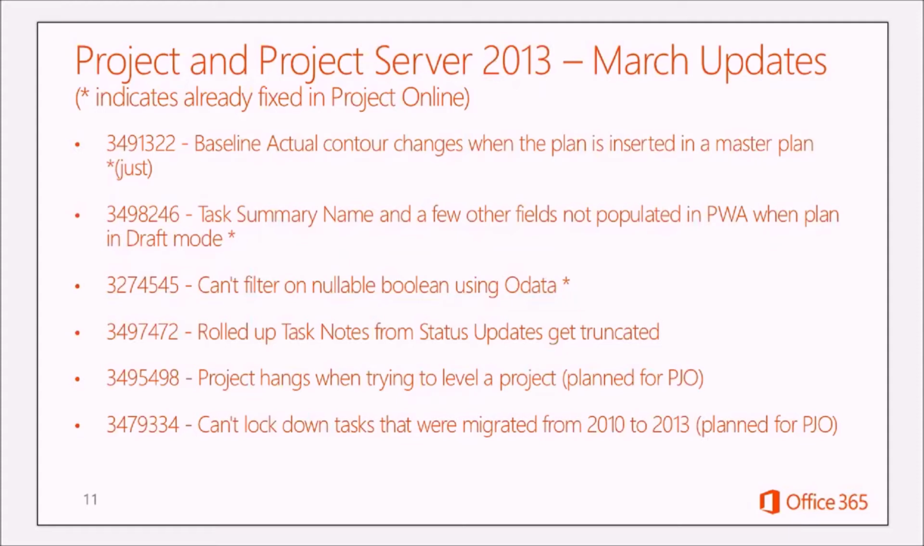In fact, we had this fix in the service for quite a while, and to make it on premise so that we have a consistent experience for people who have solutions that are both on premises and online, we moved this fix into the on premises environment as well. The third to the last one here: rolled up task notes from status updates get truncated.